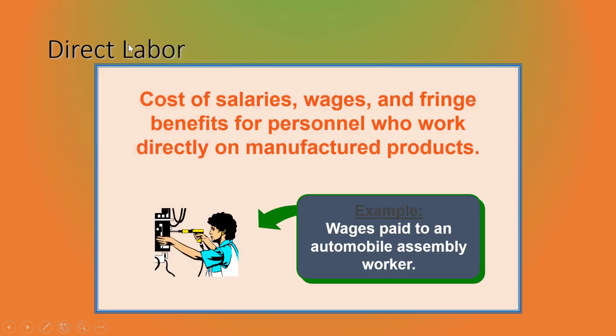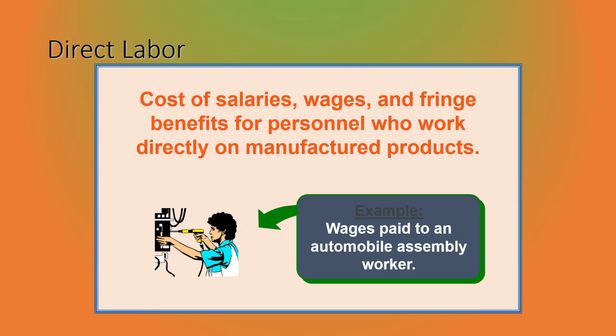The next is direct labor. It is the cost of salaries, wages, and fringe benefits for personnel who work directly in manufacturing of the products. Means, converting raw material to finished goods, at any stage, the labor who is directly involved in converting raw material into finished goods is called direct labor. So it can be conveniently, or you can say directly traced to the product.